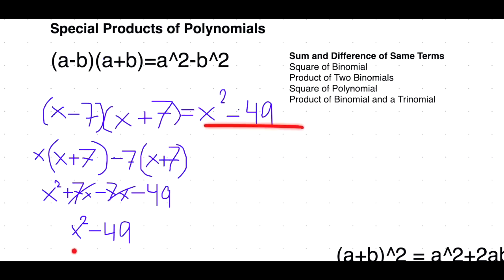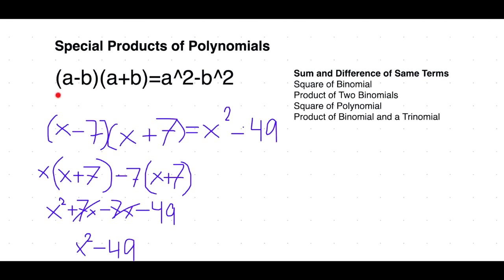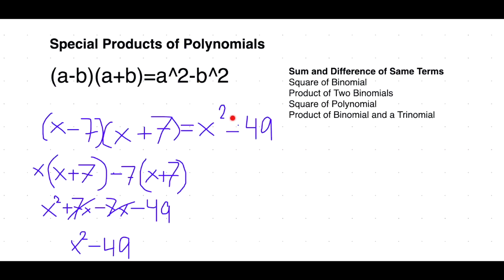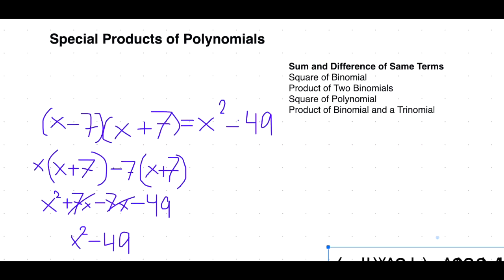So see how, because we knew this sum and difference of same terms special product, we knew that these terms written in this format would be equal to this. We were able to get the answer a lot faster than having to multiply it out again. Okay? So that is the sum and difference of same terms. Now let's get to square of binomial.